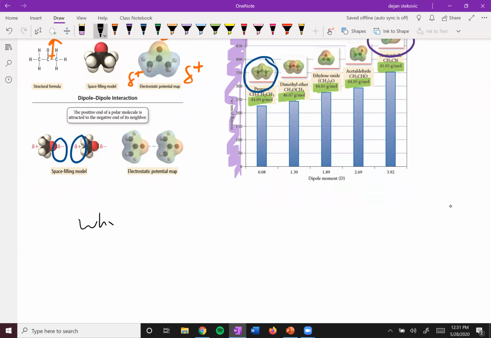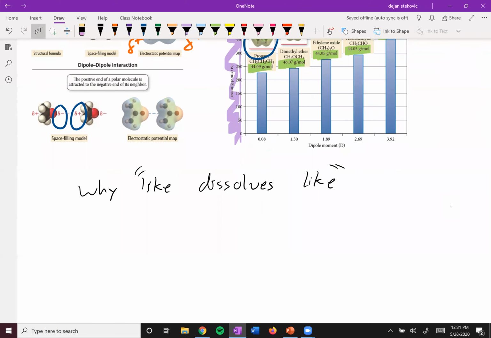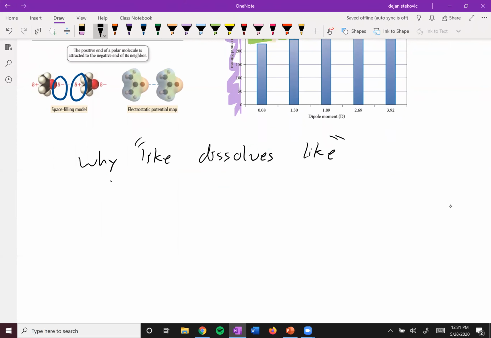This also explains why like dissolves like. Right? If you put oil in water, they will not mix. That's because oil is nonpolar and water is very polar. And so the polar water is attracted to other polar water, and they're going to pack together to maximize these intermolecular forces and thus exclude the oil. So polar is attracted to polar.